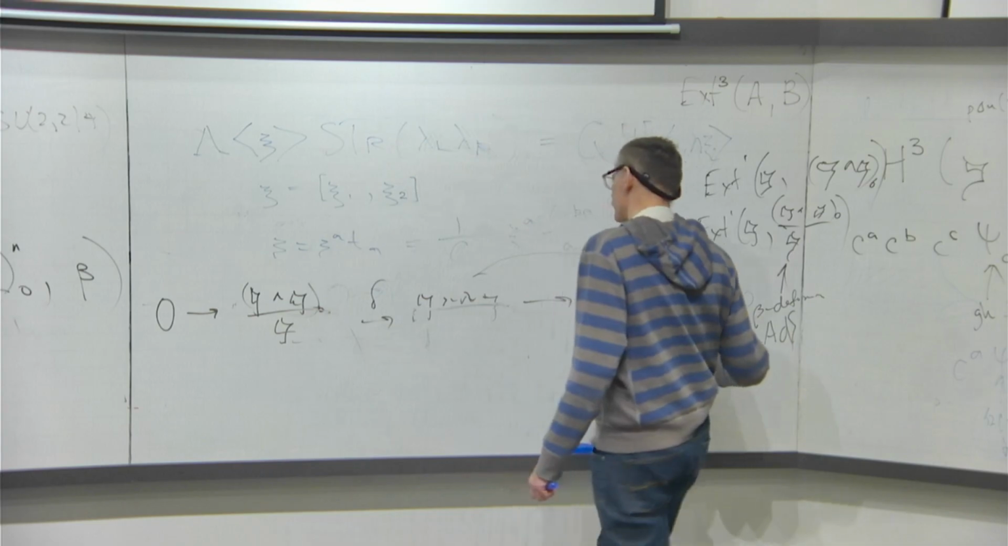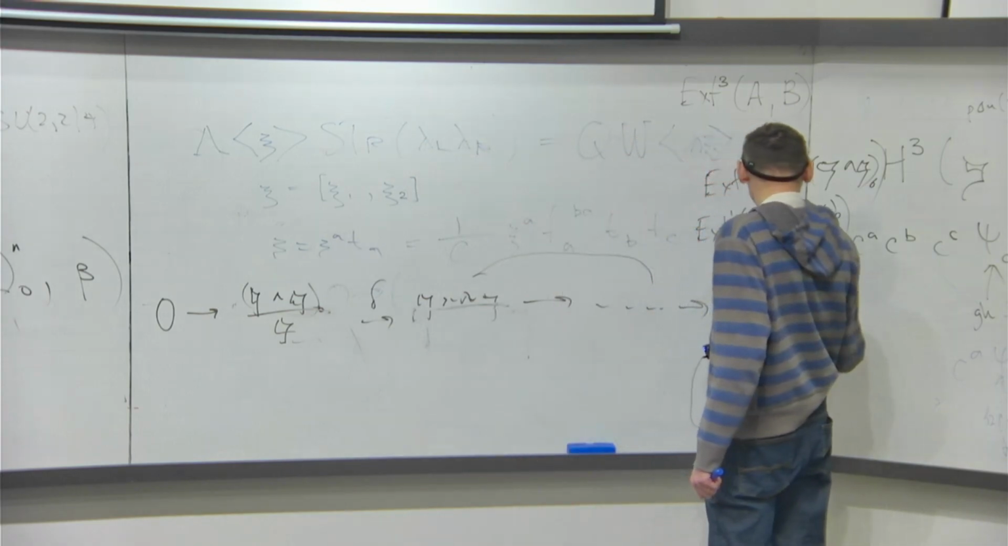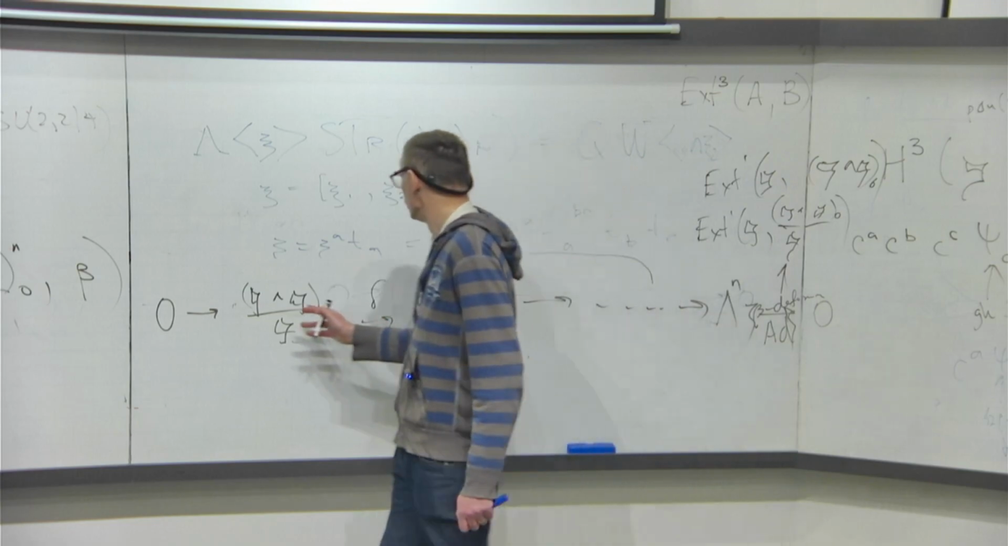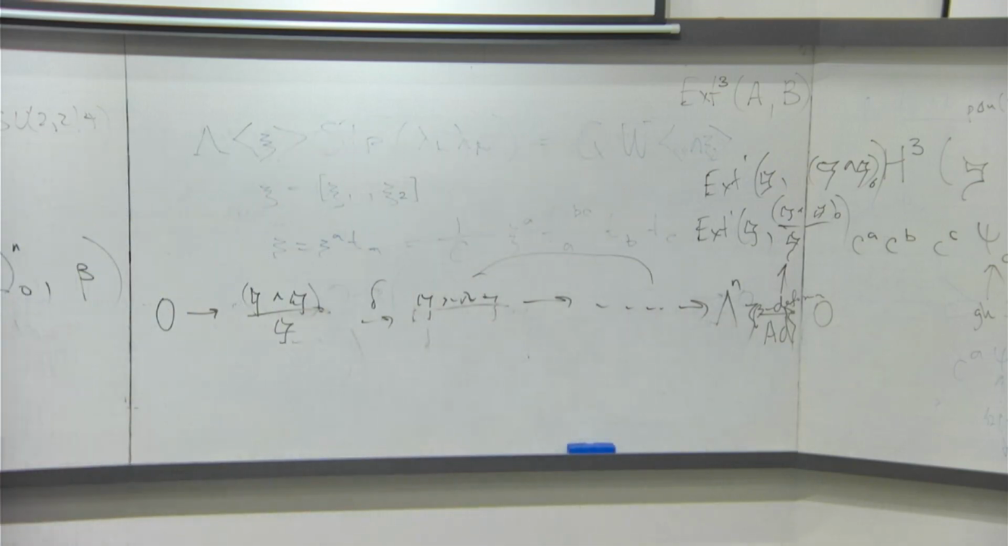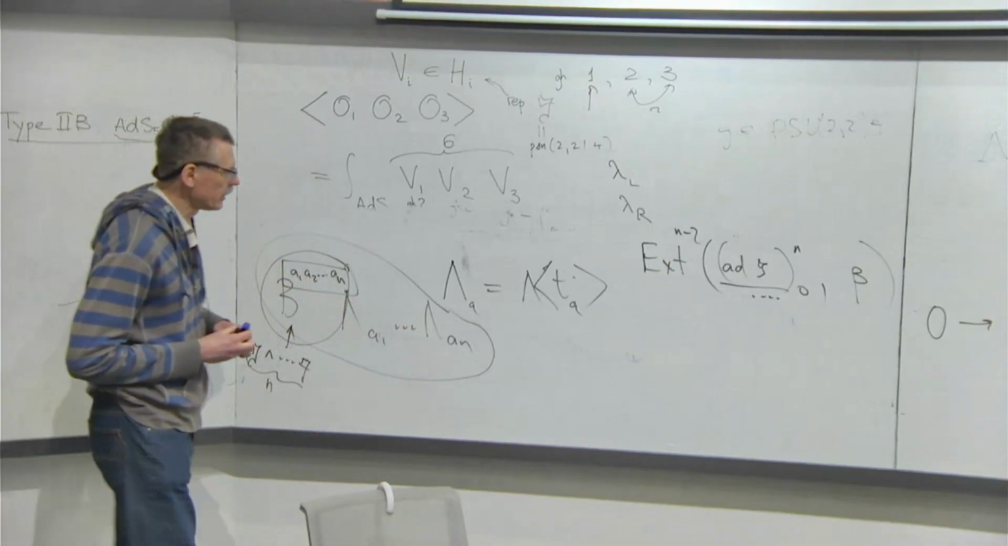Then it ends up with this lambda and G. So there is some long sequence which generates, conjecturally, the resolution of lambda wedge product of n lambdas. I don't know how to do this computation explicitly.